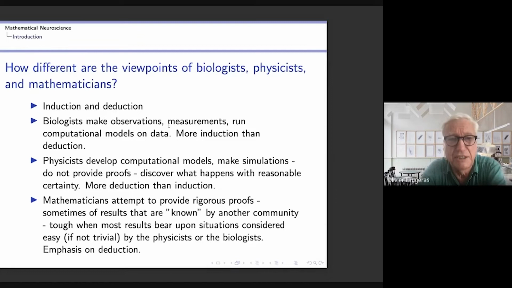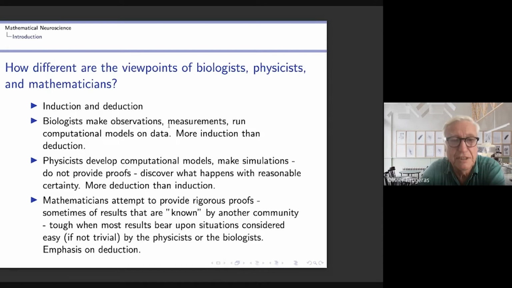Physicists, which are also part of the game in neuroscience, well, they do develop computational models from the equations they derive. They make simulations. They rarely provide proofs, and their talent is to discover what happens in a system, physical or biological, with some reasonable certainty, but without being absolutely sure with the proof. So I see their work as more deductive than inductive.